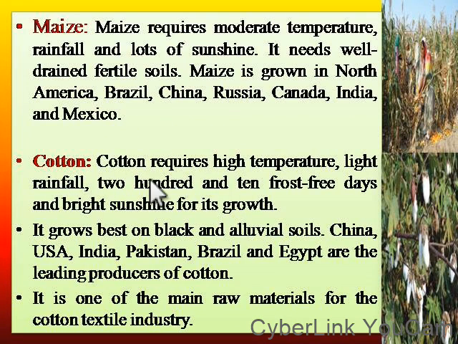Next crop is cotton. Cotton requires high temperature, light rainfall, frost-free days and bright sunshine for its growth. Cotton grows best on black and alluvial soils. China, USA, India, Pakistan, Brazil and Egypt are the leading producers of cotton. It is one of the main raw materials for the cotton textile industry.